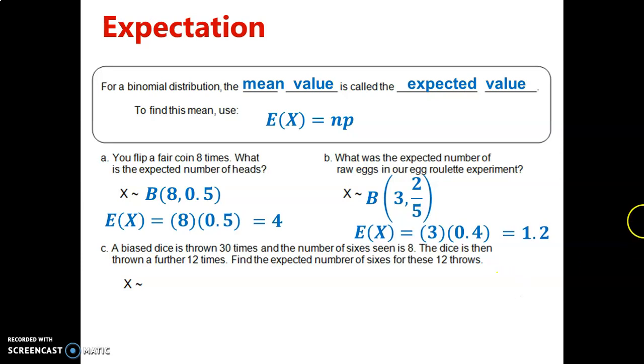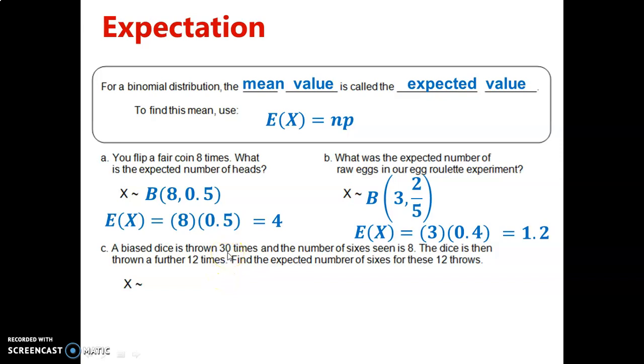So expected values can be decimal values. I know it doesn't make sense in the context, but they can be. Averages can have decimal values, right? Okay, C. A biased dice is thrown 30 times, and the number of sixes seen is 8. The dice is then thrown a further 12 times. Find the expected number of sixes in these 12 throws. So why did they give us information about 2 experiments?